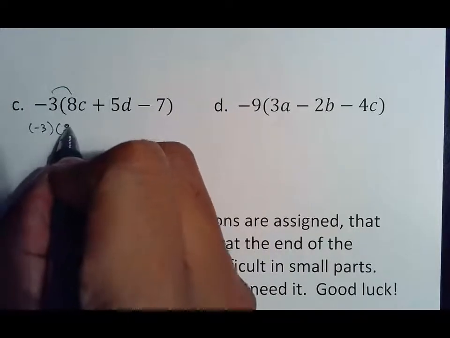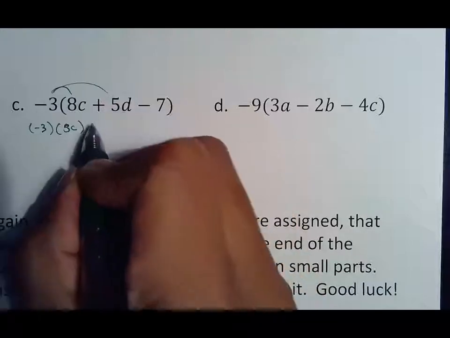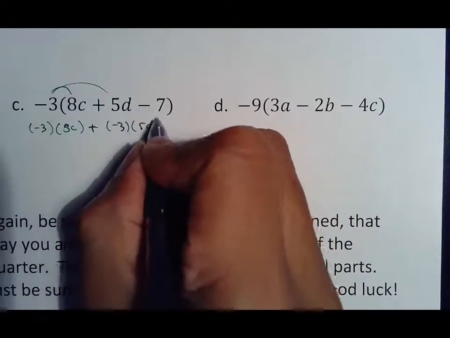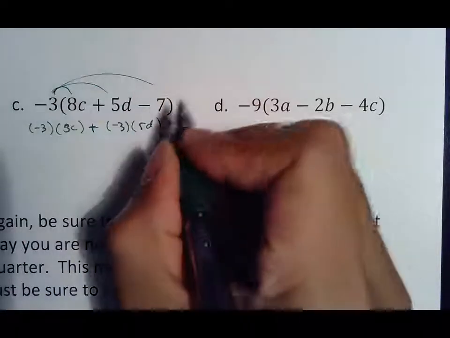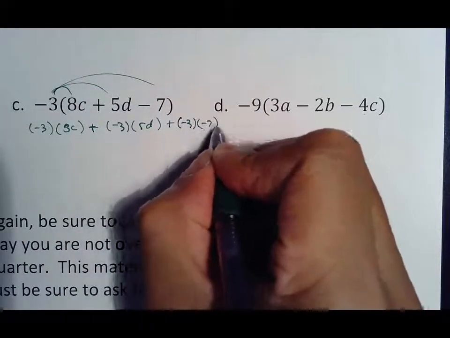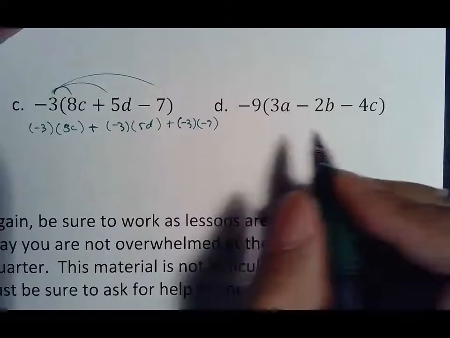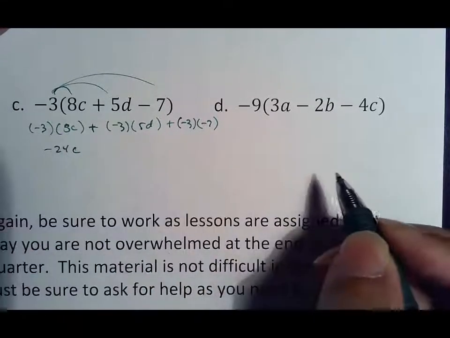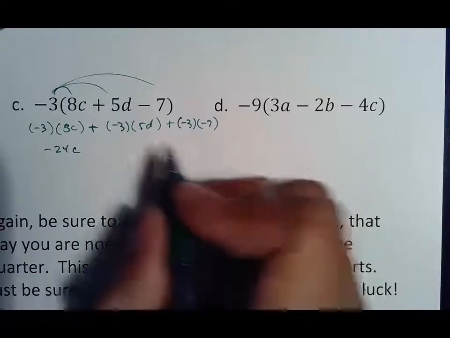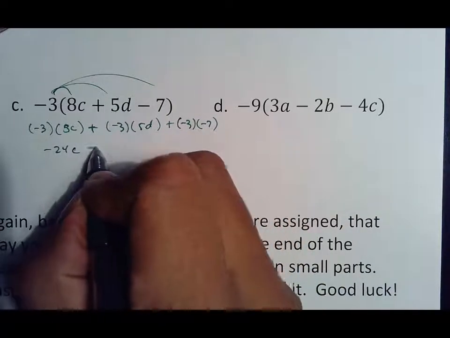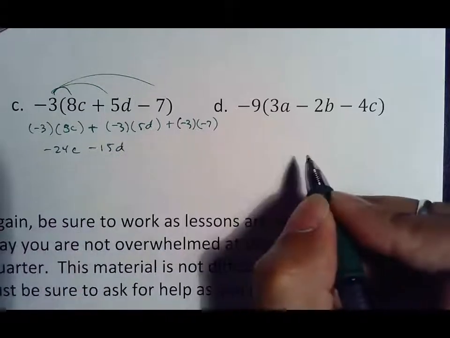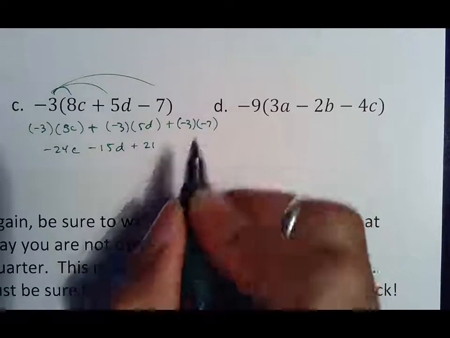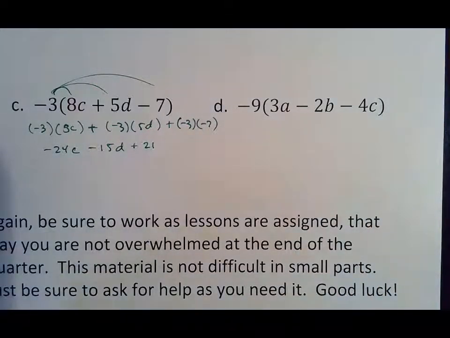Here, negative 3 meets 8c, and remember, use a plus to connect them. Negative 3 meets 5d, and negative 3 meets negative 7. Being careful here, negative times a positive is negative 24 with a c, because again 8 times 3 is 24. 3 times 5 is 15, but again it's a negative times a positive, so negative 15d. Negative times a negative is positive, and 3 times 7 is 21.